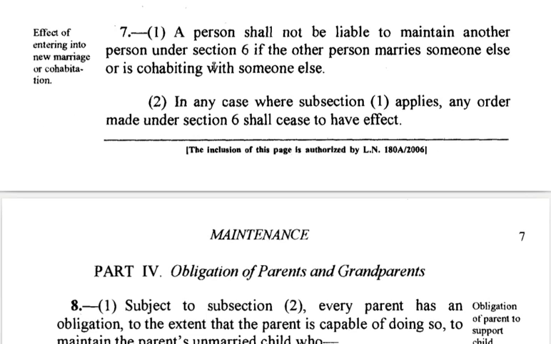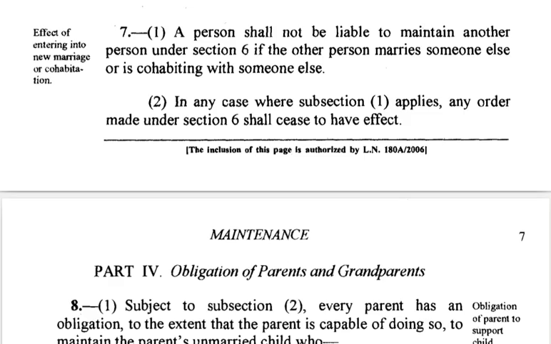Alright. Section 7. Effect of entering into new marriage or cohabitation. So now, it looks as if an order is in place, but then one person gets married or goes into cohabitation with somebody else. Let's see. Subsection 1. A person shall not be liable to maintain another person under section 6 if the other person marries someone else or is cohabiting with someone else. And subsection 2, in any case where subsection 1 applies, any order made under section 6 shall cease to have effect. Alright, or is cohabiting with someone else. It says, or is cohabiting with someone else.